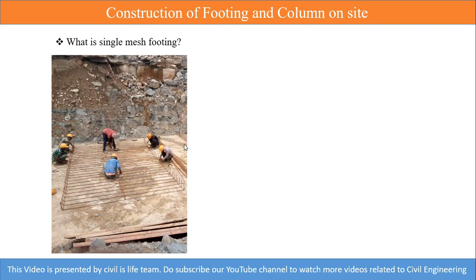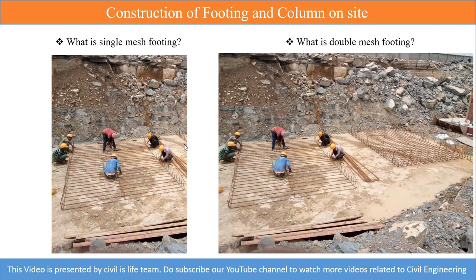In the case of the single mesh footing, the main reinforcement is provided only at the bottom, whereas in double mesh footing the main reinforcement is provided both at the top as well as bottom. So here there are two meshes, one is this one and the other one is this one. After preparing this mesh, they are going to put this mesh onto this earlier prepared mesh.